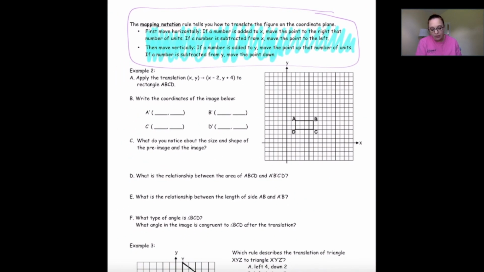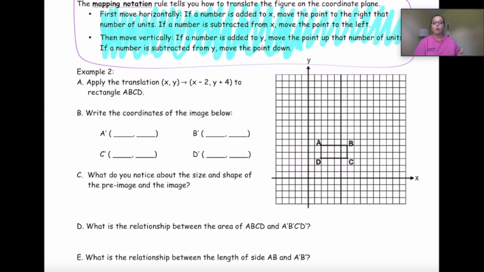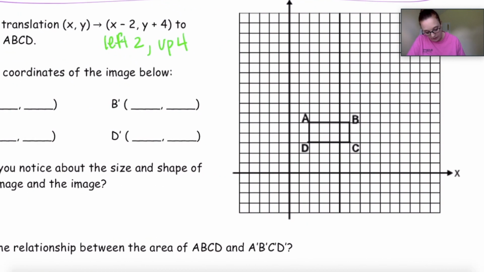Example 2 says apply the translation (x, y) to (x minus 2, y plus 4) to rectangle ABCD. So before I go any further, that minus 2 means to go left 2, and the plus 4, added to the y that is, means to go up 4. So I'm going to come over here to my graph, and I'm going to move each point left 2, up 4. So I'm going to start with A. I'm going left 2, and then up 4.